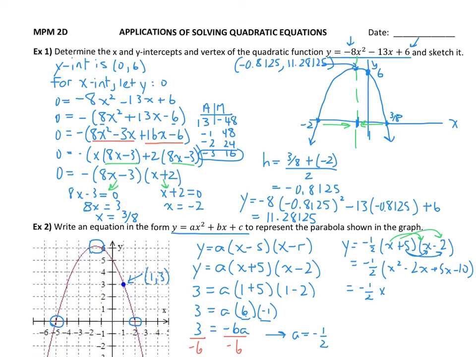And then multiply everything by -0.5. We're going to get -0.5 x squared. We're going to have a plus x. A -0.5 of -2 is just 1. And then minus 5/2 x.